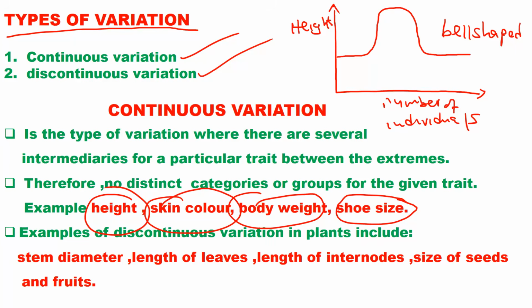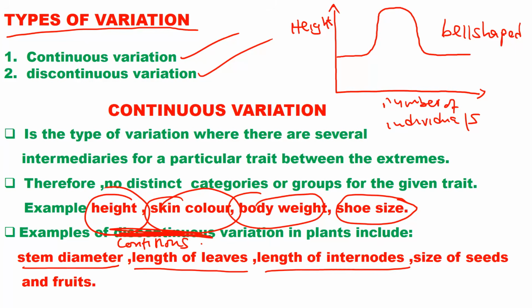Okay. Then what about discontinuous variation? Before we go to discontinuous variation, we look at continuous variation in plants. So in plants, what are the characteristics that show continuous variation? That is stem size. You know that plants have different stems in terms of diameter. Then length of the leaves. Different plants have different lengths of leaves. Others are small, others are big. That is what we are talking of.